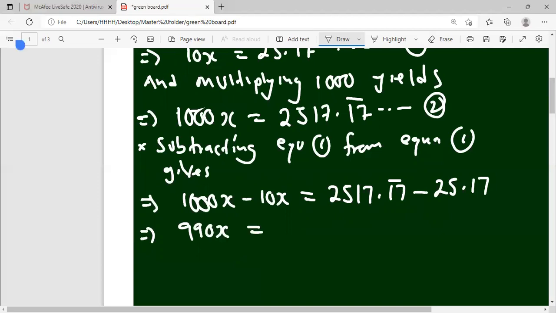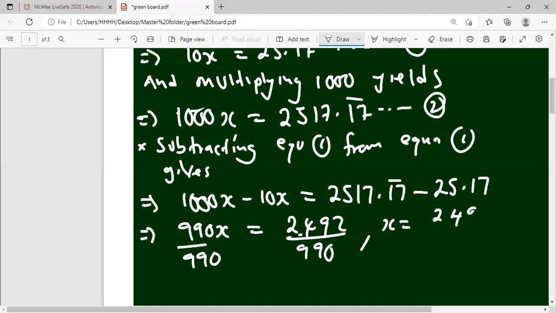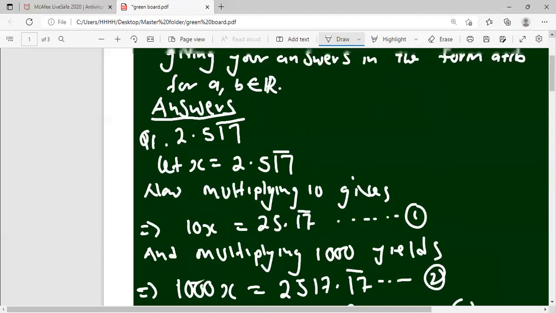is equal to, when you subtract on the right hand side, we are going to get 2492 or 2992. So dividing both sides by 990, what do we get? We realize that x is equal to 2492 over 990, and that is our solution. Okay, that's our solution. I hope that is okay. So what is the second question?